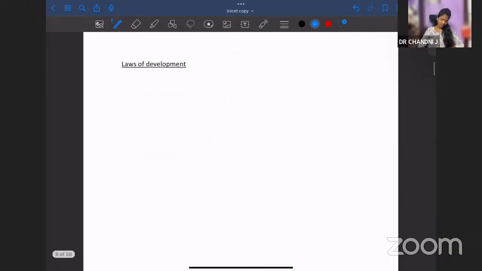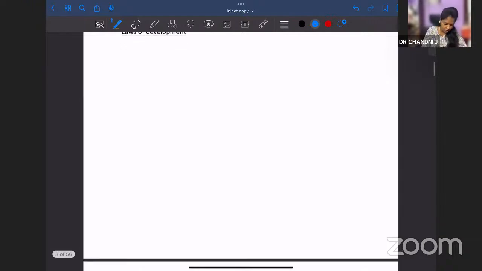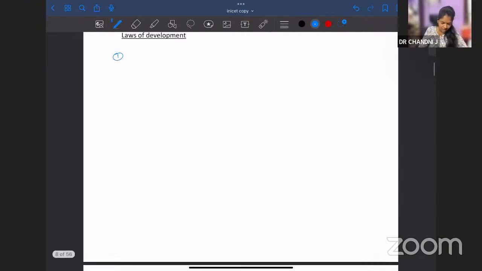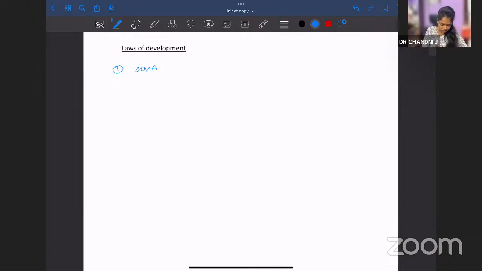Now, coming to development. What are the laws of development? The first law of development is that it is a continuous process. It happens throughout life. So it is a continuous process. Second is sequence is same, but rate is different. What do you mean by that?